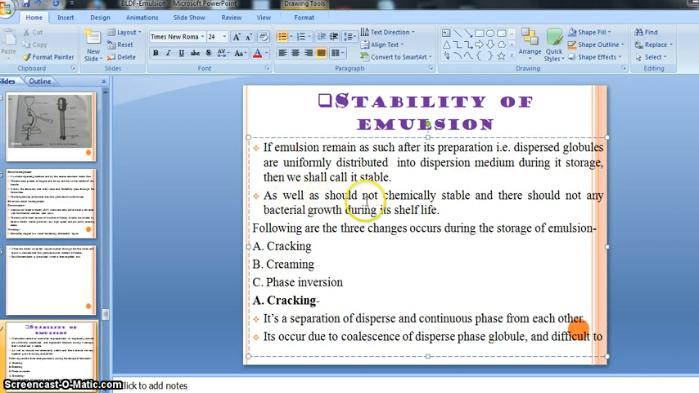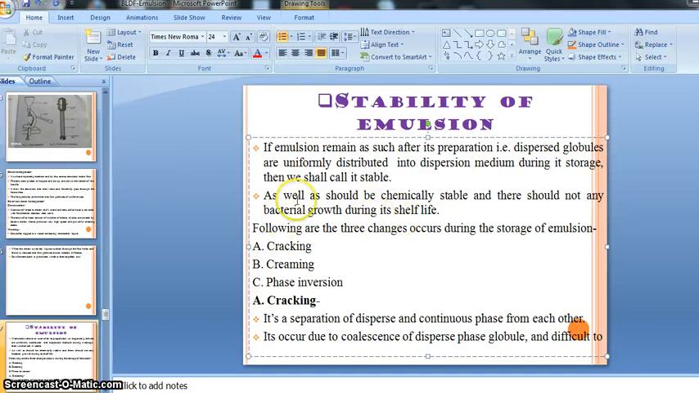It should also be chemically stable, and there should not be any bacterial growth during its shelf life. Means if our preparation remains as such after its preparation, right, whatever the dispersed phase or dispersed globules should be uniformly distributed in the dispersion media up to its storage, that time we will call our preparation a stable one.